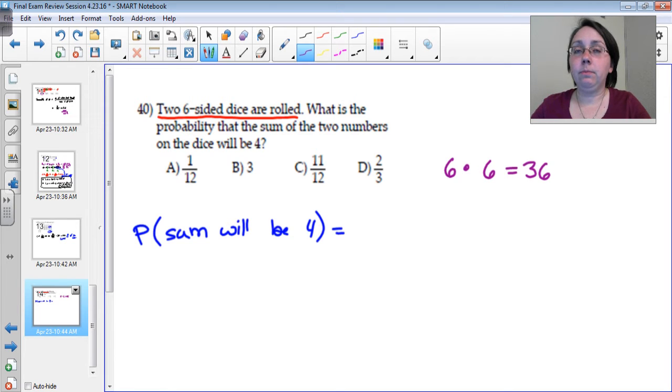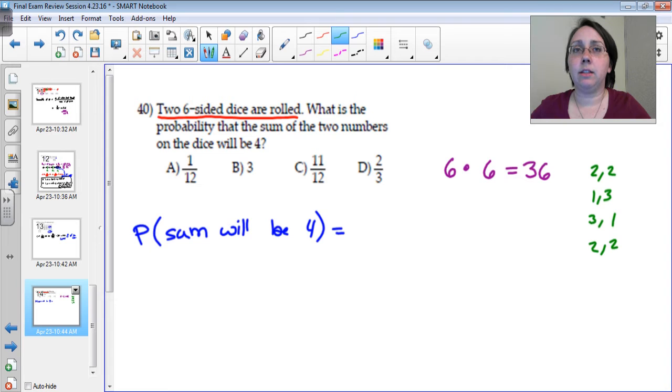Now, how many of those can you get a sum of 4 in? Now here is where I suggest you write it down. And be careful, I saw a lot of mistakes on the test in how many ways you can get 4. So you're rolling a 6-sided die and a 6-sided die. What numbers add up to be 4? 2 and 2. 1 and 3. I saw a lot of people put 2 and 2 again.